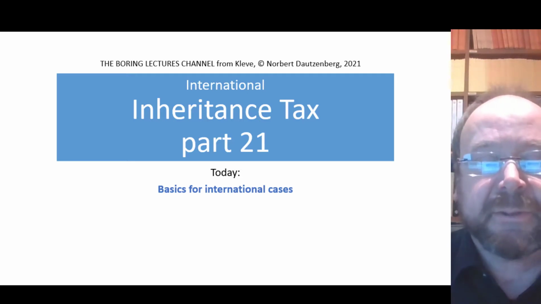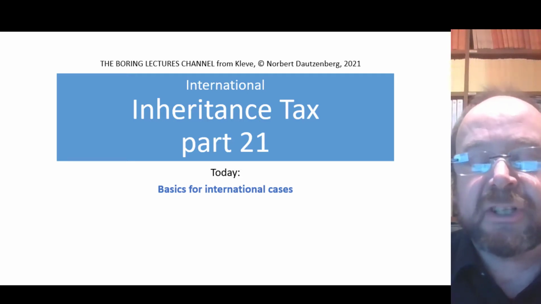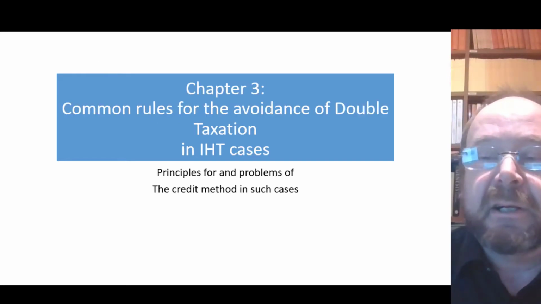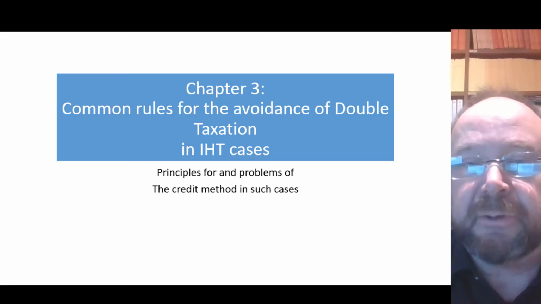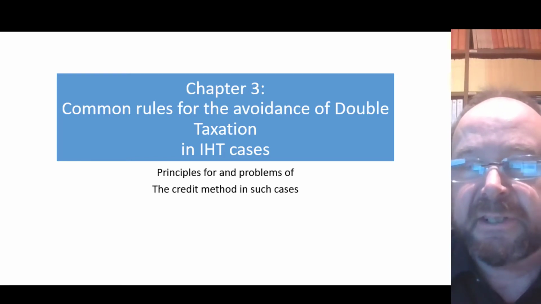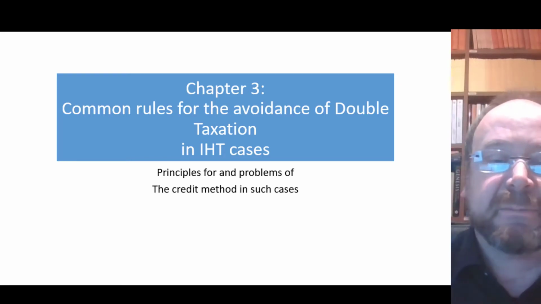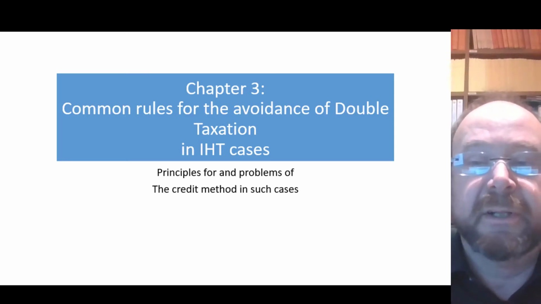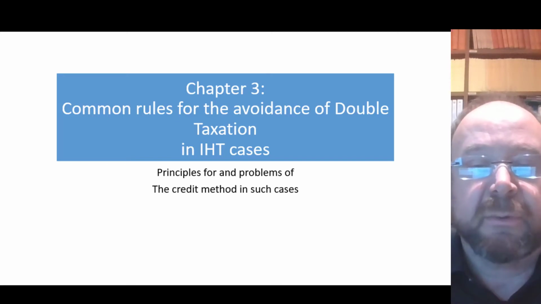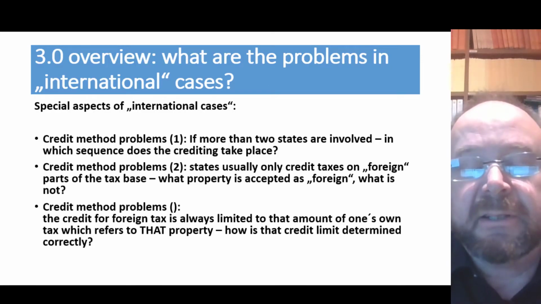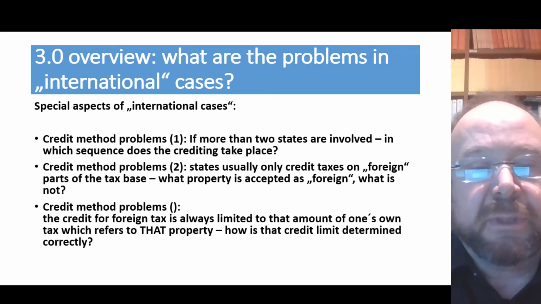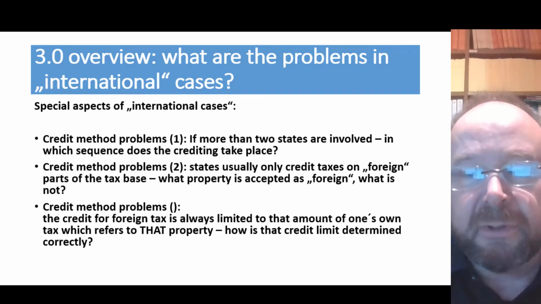And now let's turn to the genuinely international cases. What it's all about is Chapter 3 here, Common Rules for the Avoidance of Double Taxation in Inheritance Tax Cases, and especially the problems for the application of the credit method. If we want a small overview, we have especially three problems.